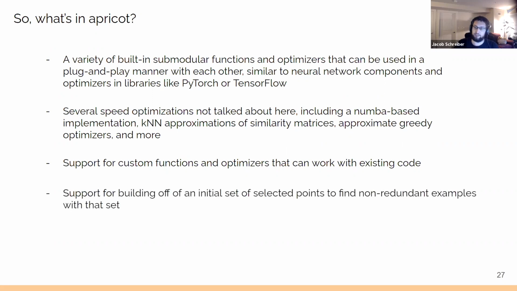Then finally, kind of an interesting point is that because all of these work on greedy algorithms, you can start off with a set of points that you want to build off of. If you say, I need to have this set of data when training my model, but I want to then choose points that are representative, that are minimally redundant with those sets, you can easily put that into Apricot and get a nice improvement there.